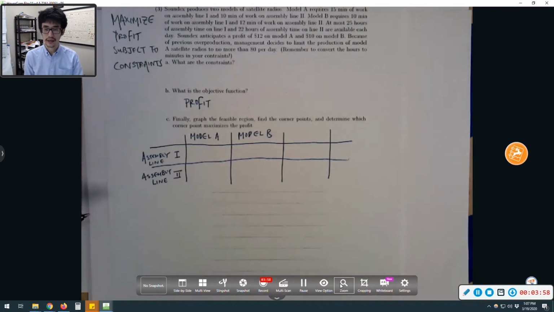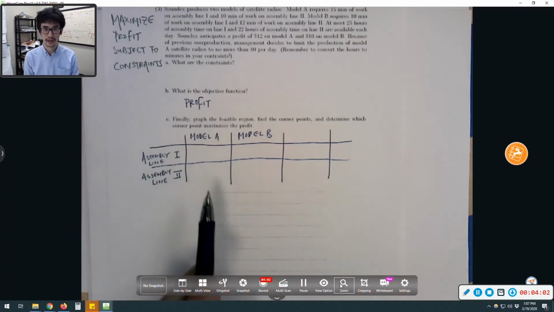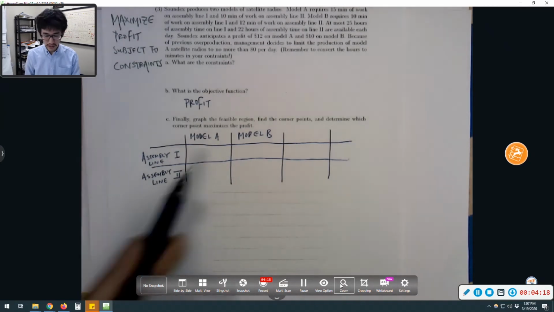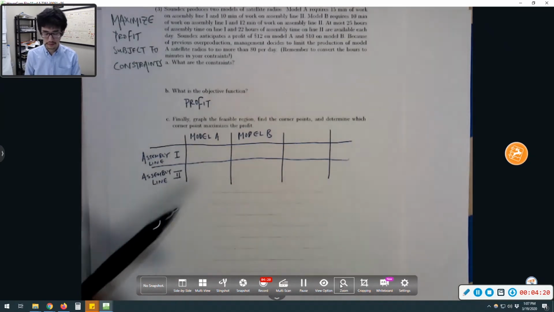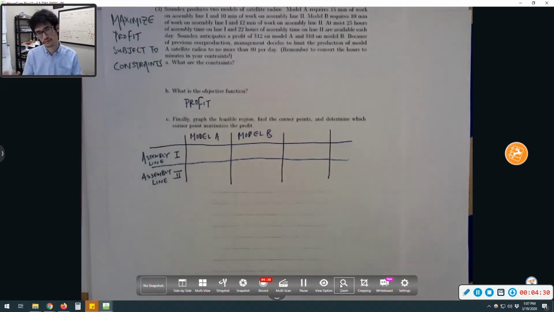Each radio takes a certain amount of time on the assembly line. Different models need different amounts. Assembly line 1 might be the components and the electronics, and assembly line 2 might be packaging. So Model A might be a smaller model and need less time on assembly line 1 than on assembly line 2 or something like that. You can imagine, if you will.